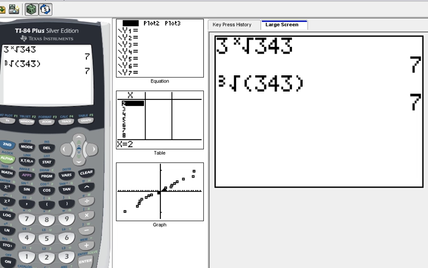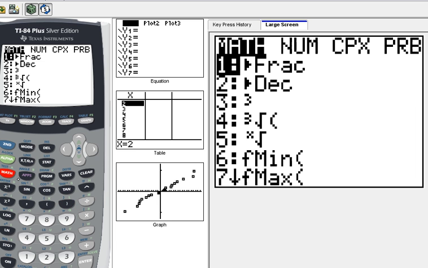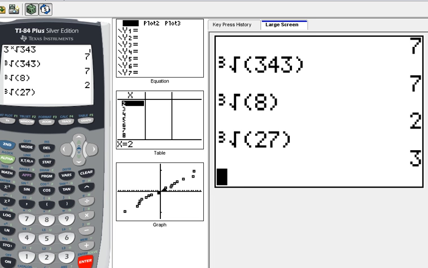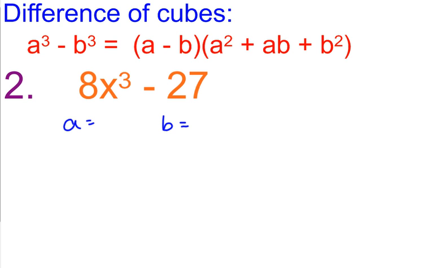You might know this, but if you don't, I'd go Math 3, 8. Oops, wrong button. Math. How about 4? Math 4, 8. And I get the number 2, and I go Math 4, 27. So the cubed root of 27 is 3. And you will get used to using cubed roots if you don't have these memorized. So I just found that the cubed root of 8 is 2.